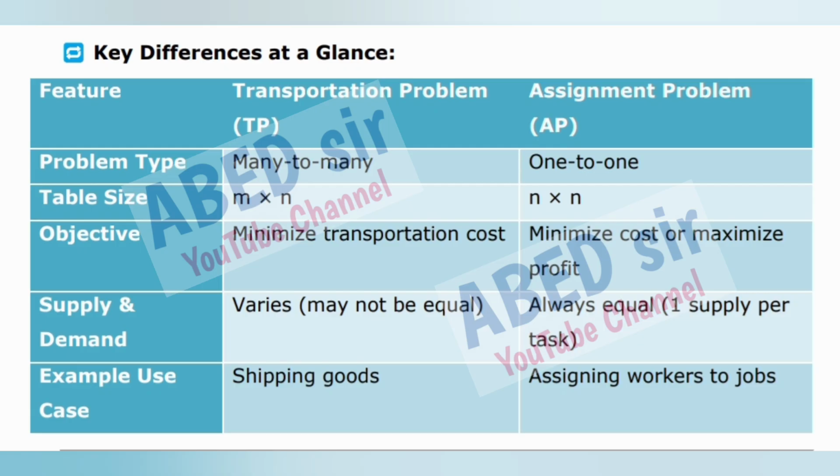Key differences at a glance. Feature: transportation problem, TP; assignment problem, AP. Problem type: many-to-many, one-to-one. Table size: M times N, N times N. Objective: minimize transportation cost, minimize cost or maximize profit. Supply and demand: varies and may not be equal, always equal, one supply per task. Example use case: shipping goods, assigning workers to jobs.